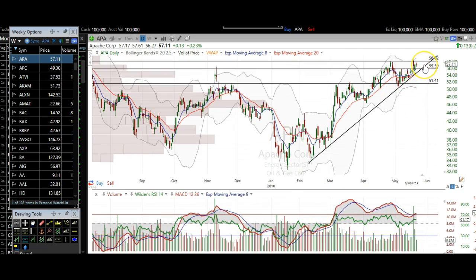If we break below this trend line, we're probably going to at least tag this 51.50 support, from the lows of these candles here and the highs of these candles. And over here, the highs of these candles were support as well.